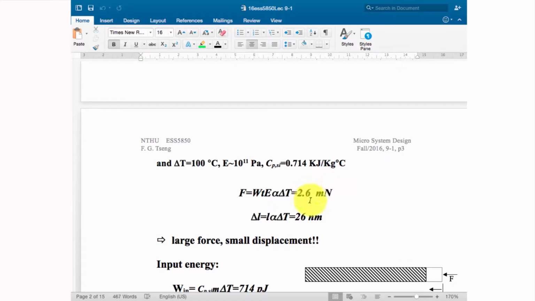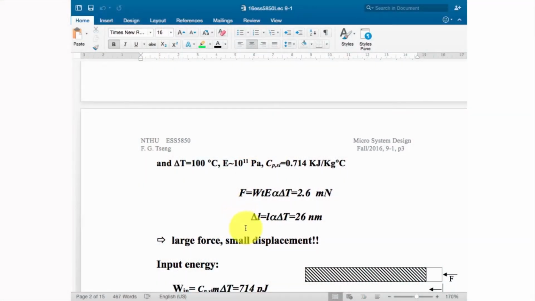A millinewton range force is like 3 orders of magnitude higher than what we had in the electrostatic actuator, right? We considered the comb drive. The comb drive, can you remember the force which can be generated by the comb drive actuator? It's only in the micronewton range. But the thermal actuator here, only one single, very short beam, can give a very large force in the millinewton range. Okay, it's 1,000 times higher than what we can do with the electrostatic actuator. But at the same time, when you look at the other side, that's about the displacement. The displacement delta L is only equal to 26 nanometer. It's quite small. Okay, so this gives you an impression.